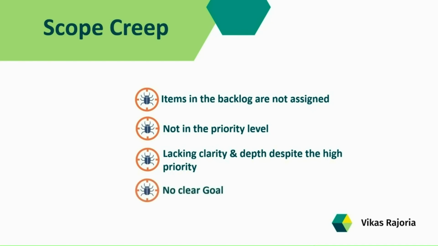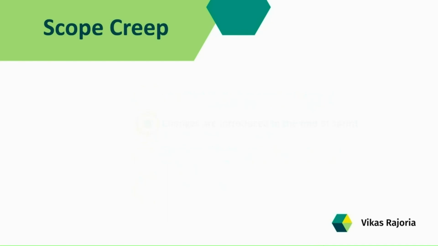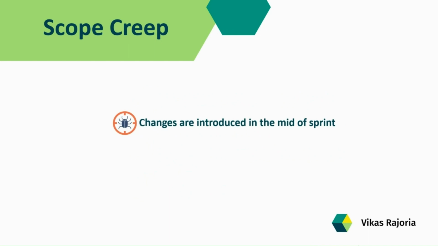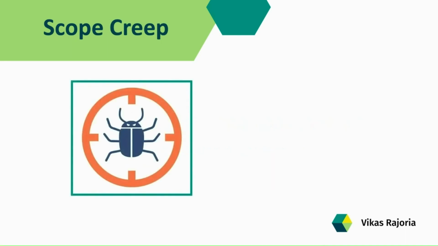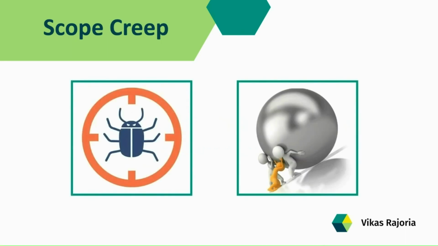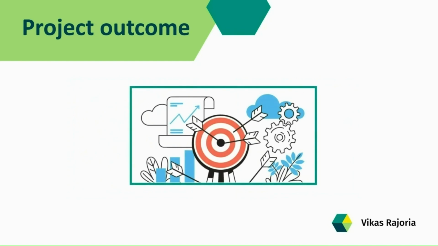Teams are pushed into a sprint without a clear goal. Changes are introduced or forced in the middle of a sprint or iteration. New features are asked to be implemented without proper need and cost analysis. So, such scope creeps put a burden on the development team and impact the entire sprint outcome.